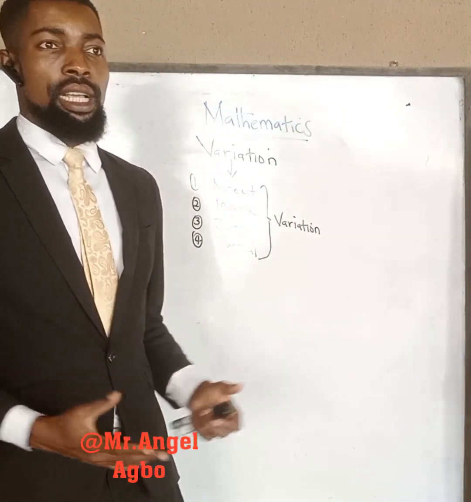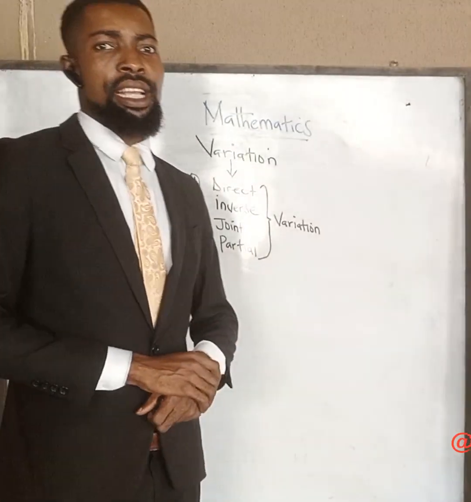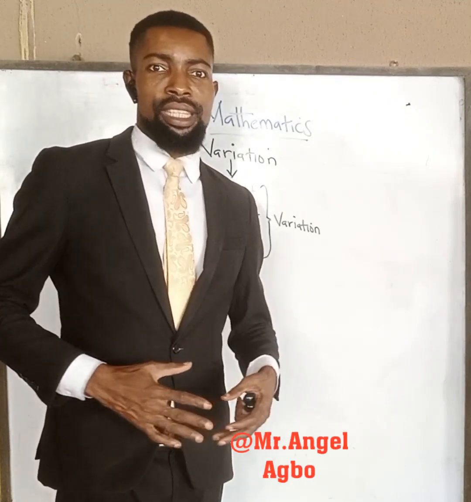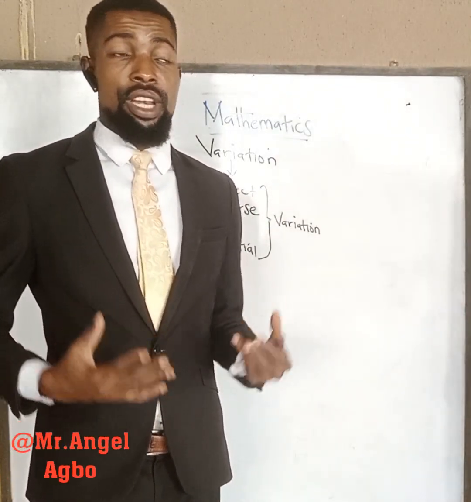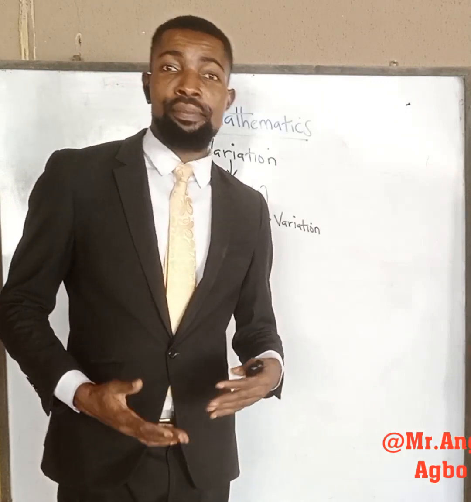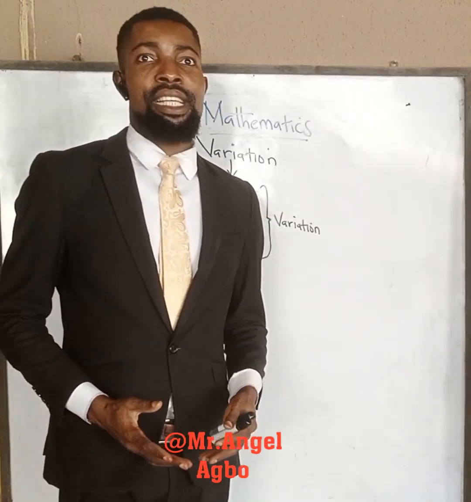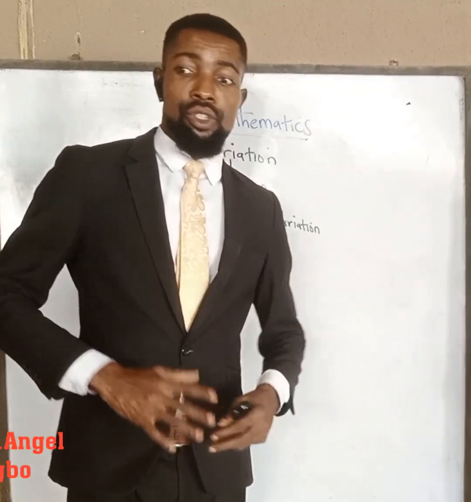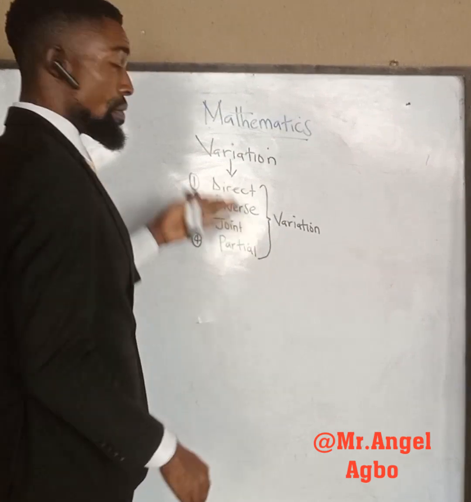What is common between them? For instance, if I want to buy a gadget, the price and the demand of that particular gadget also show some level of relationship. We normally say that the higher the price, the lower the demand, and the lower the demand, the higher the price. That kind of relationship is what we are going to treat under variation.